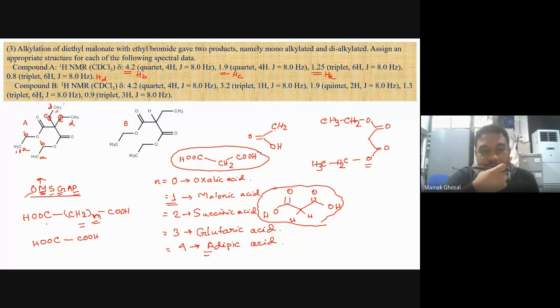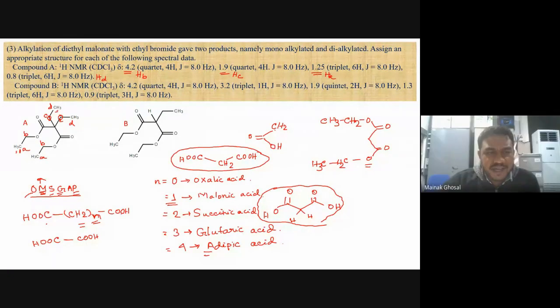Now coming to compound B, does someone want to say something? Sir, HD 6. Okay. Triplet. Because 2 hydrogens are there, no? Yes, sir. Sir, a triplet means the CH2 is having 2 hydrogens, and n plus 1 is 3. That's why triplet, sir. Exactly. Yes. Okay.